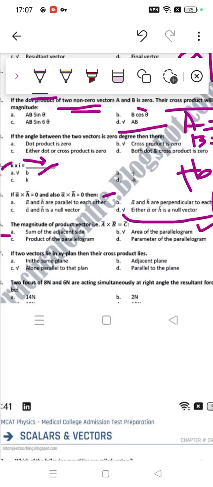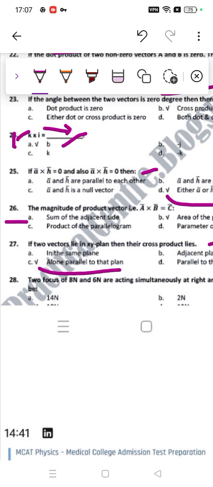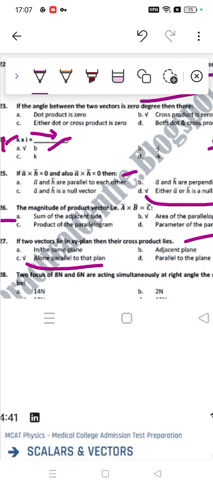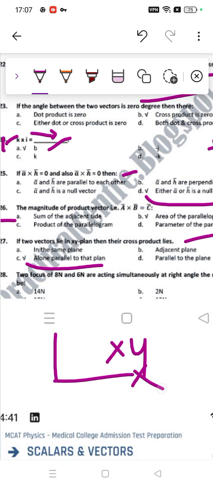If two vectors lie in the xy plane, I hope you would have studied, the cross product lies parallel to the plane, not in the same plane, of course. If two vectors lie in the xy plane, the cross product lies along the parallel, so this means it would be the right option.